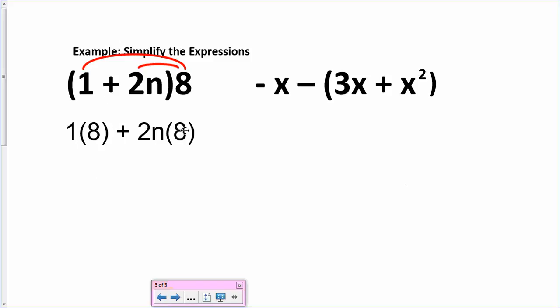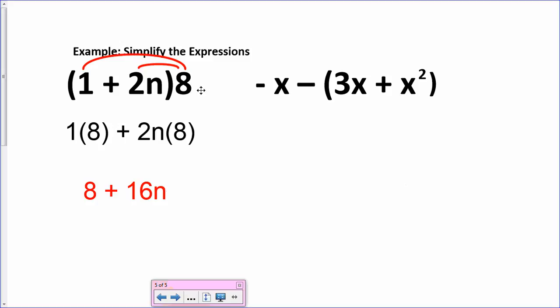2n times 8, whenever you do multiplication, you always multiply the coefficients and then just keep all the variables in it as well. So 1 times 8 gives me 8. 2n times 8, 2 times 8 gives me 16. Only one variable of n, so 16n.